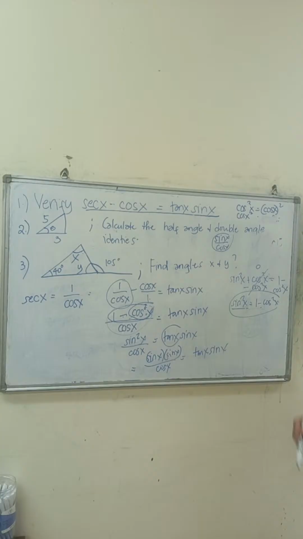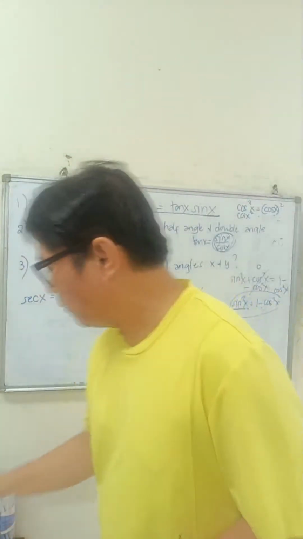Now look for the definition of tangent x, which is sine x over cosine x. It's found there. See, sine x over cosine x. So therefore, this is also tangent x multiplied by sine x. Tangent x sine x equals tangent x sine x. So they are equal. We have already proven, or verified, our identity: the left is equal to the right. Any questions so far?